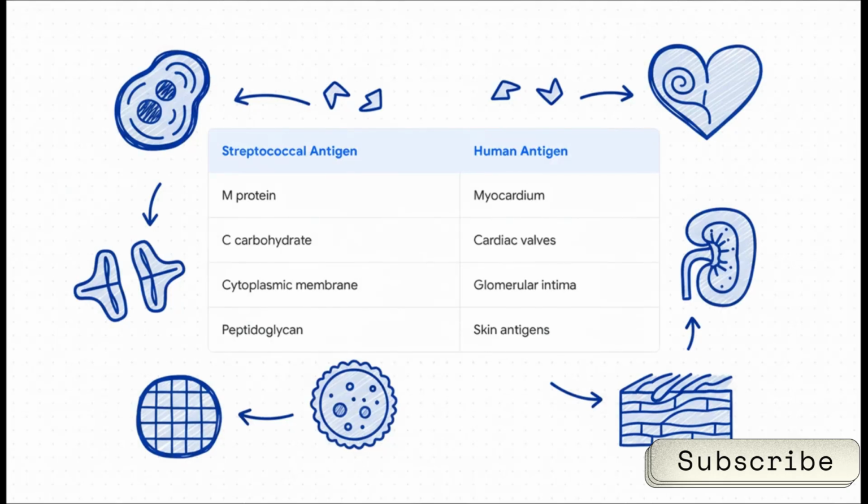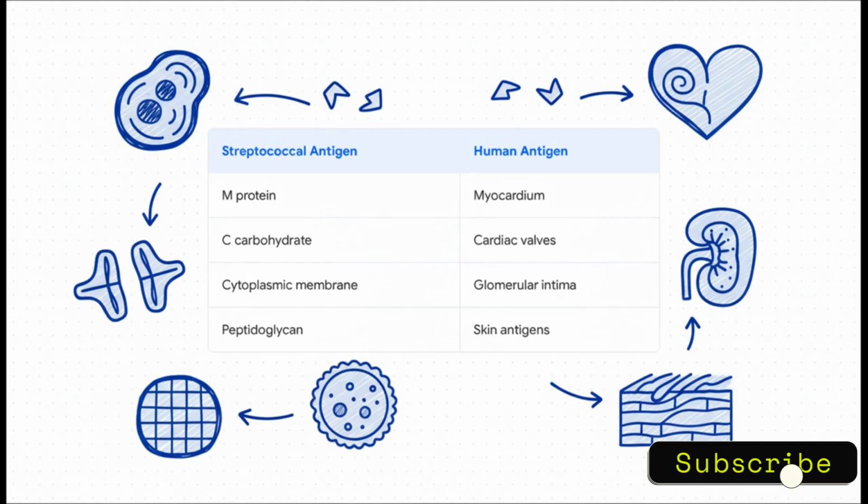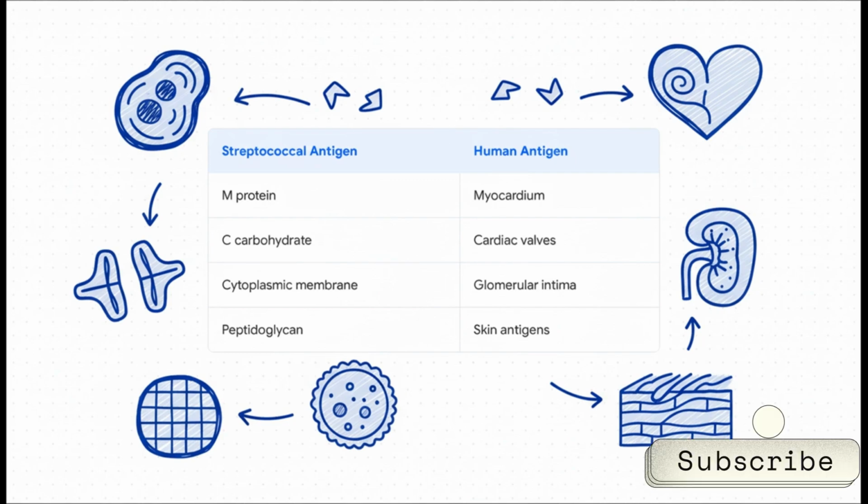Now, what's really incredible about this slide is just how specific this mimicry is. You can see the M protein mimics heart muscle, the myocardium. The C carbohydrate mimics our cardiac valves. This cross-reactivity is exactly what leads to the heart damage in acute rheumatic fever and the kidney damage in post-streptococcal glomerulonephritis.